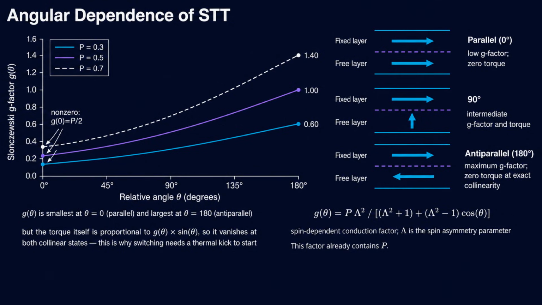The Slinksiewski G-factor determines how STT efficiency varies with the relative angle between free and pinned layer magnetizations. The G-factor is smallest when the magnetizations are parallel and largest when they are anti-parallel. Note, though, that the torque itself carries an extra sine of the angle, so it actually vanishes at both perfectly collinear states, and switching has to be nucleated by a small thermal tilt. This angular dependence has important implications for switching dynamics and stability.